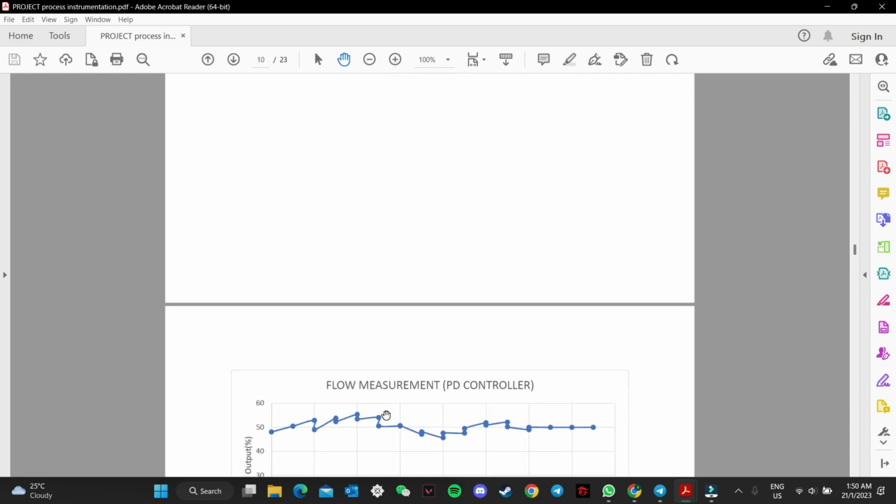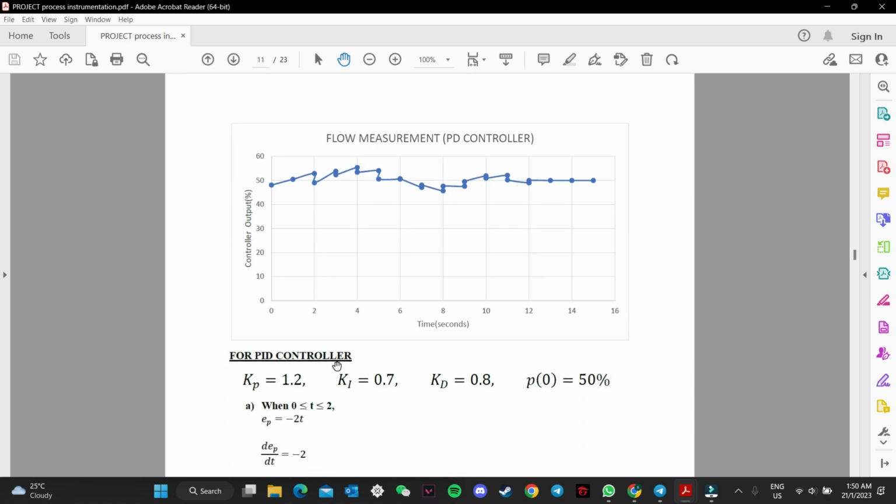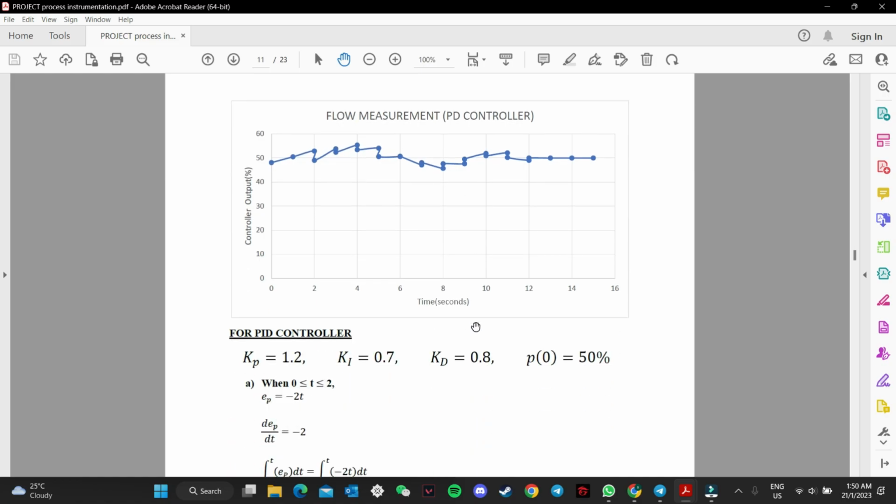For the next part, before we go into the PID controller, this is the graph pattern for the PD controller for the flow measurement control system. So now we proceed to the PID controller.